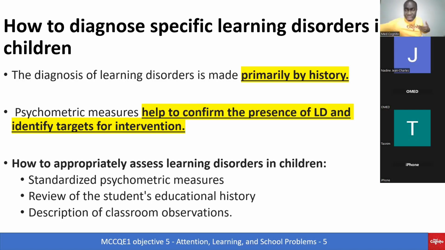How do you confirm that diagnosis? Then you use psychometric assessments. You assess the child with standardized psychometric assessments, like learning skills, and then the child's educational history. So you can take a history from parents, from teachers who have been with the child, and then a description of classroom observations, those 3 things. But in reality, you use history to make a diagnosis. You use psychometric measures to confirm your diagnosis.